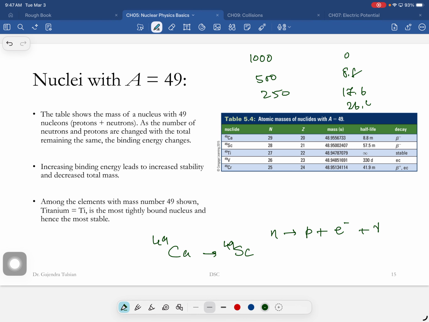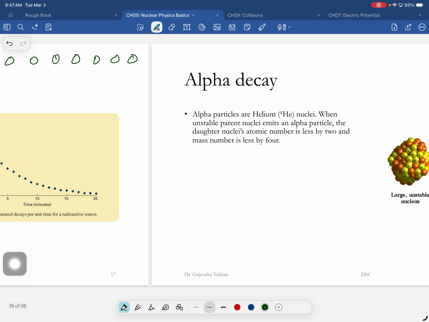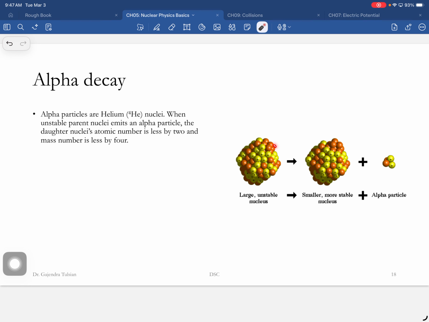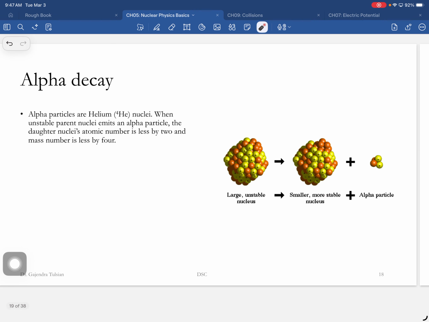And the daughter nucleus has 2 fewer protons and 2 fewer neutrons. Okay. So let's say uranium-238 decays via alpha decay. Here's uranium-238, here's the alpha particle, and here is thorium-234. So it has 2 fewer protons and 4 fewer nucleons, with a half-life of 4.5 billion years.